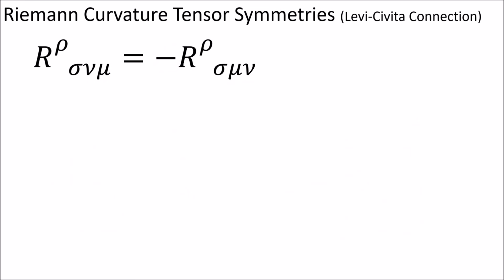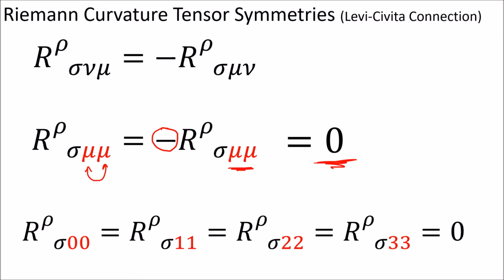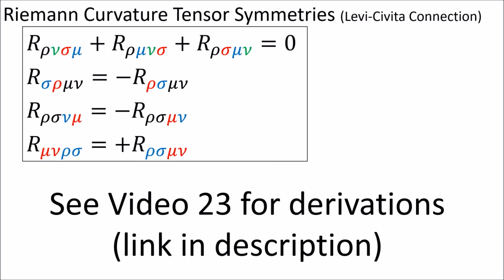You should also notice that this index symmetry means that if the third and fourth indices are repeated, the component is equal to the negative of itself, which means the component is equal to 0. So the symmetries of the Riemann tensor components force some of the components to be 0 automatically. You can check the description for Tensor Calculus video 23 for full proofs of all of these symmetries.